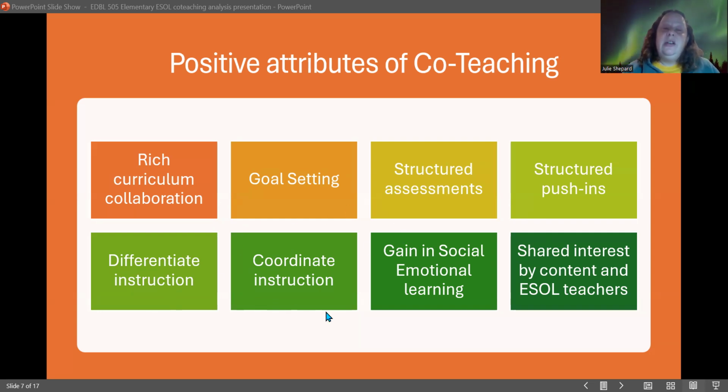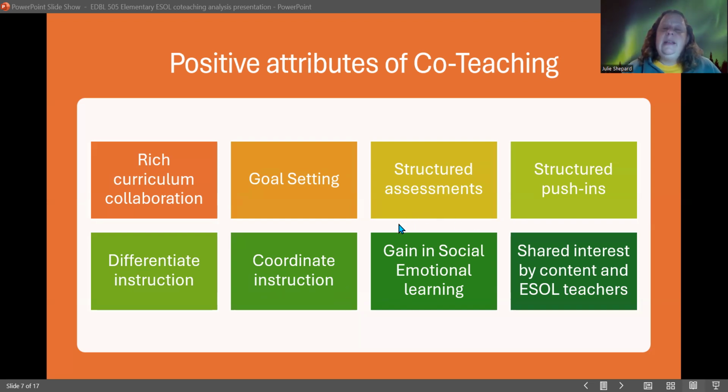Coordinating the instruction. Again, this connects with the collaboration part of it, to where the ESOL teacher isn't guessing on what the students need to learn later. They can actively coordinate during the collaboration when it's going on.